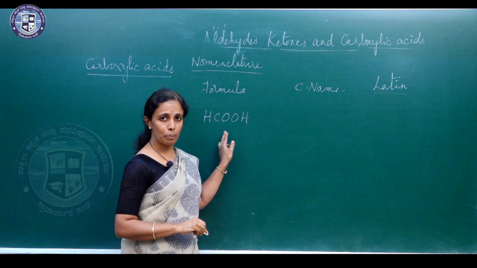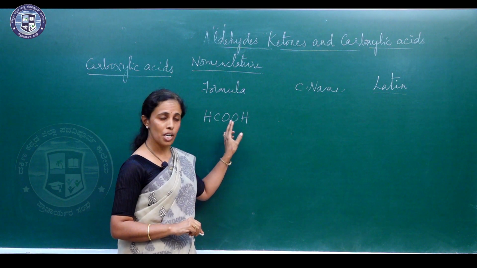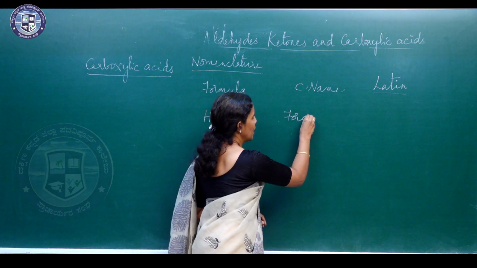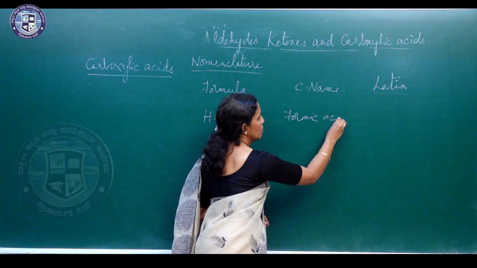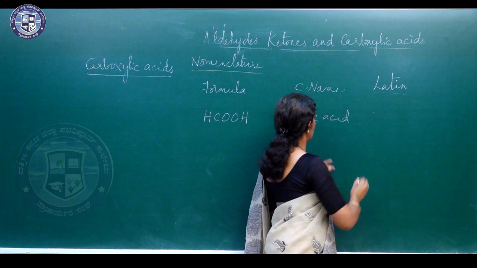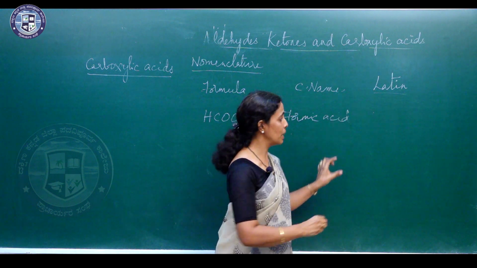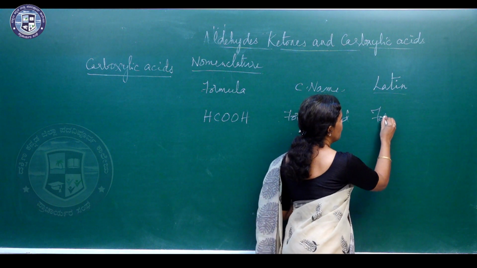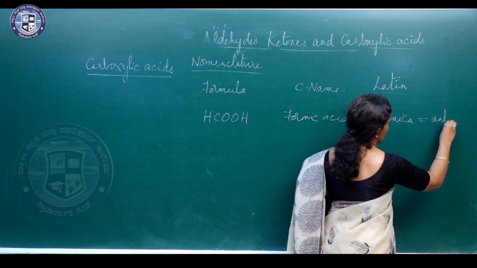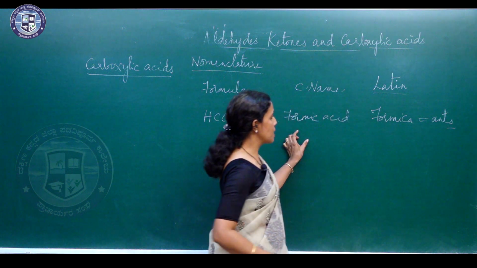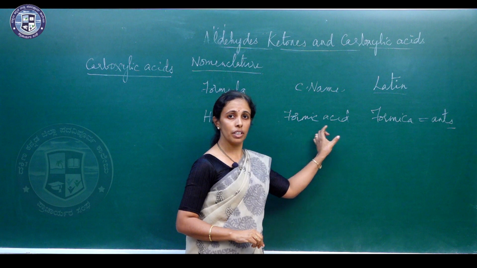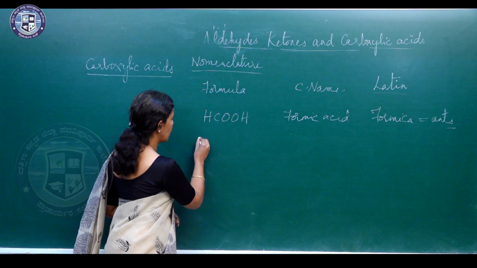The first member in the carboxylic series is formic acid. The common name is formic acid, and it is derived from the Latin name formica, which means ants. Formic acid is obtained by the distillation of red ants. That is why it has this name. We will take another compound.